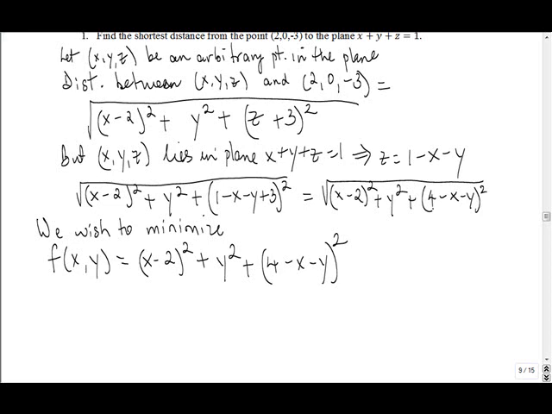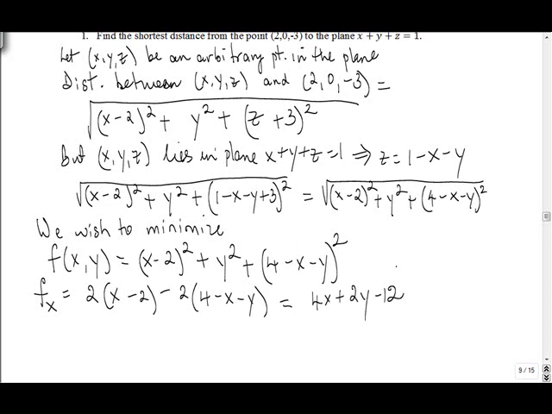Okay, so let's do what we have done before. Find the first partials. Any questions so far? Partial of f with respect to x. So this is 2 times x minus 2. Then we have 2 times 4 minus x minus y. There's a minus x, so let's put that minus here. And I would advise you to simplify that. When you simplify that, you get 4x plus 2y minus 12. Put it equal to 0.